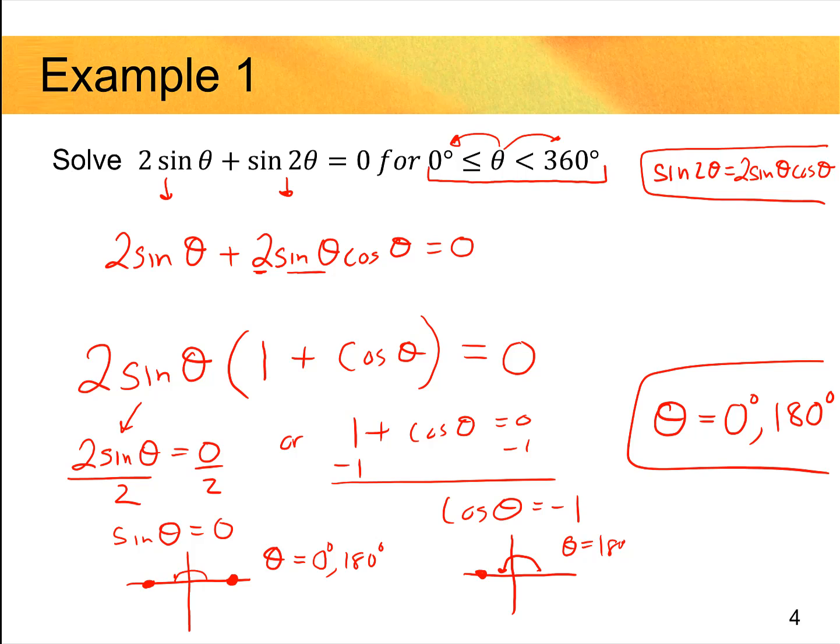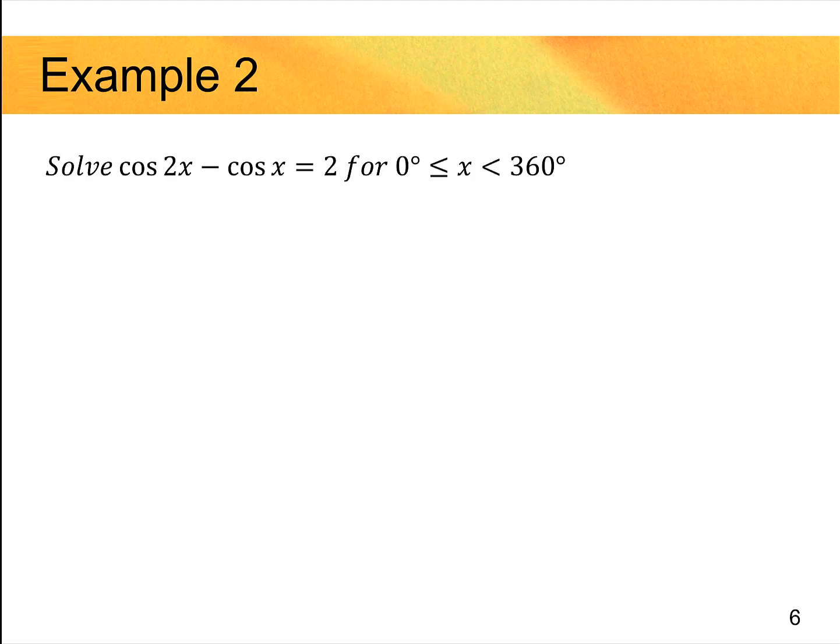Okay, second problem. Very similar. You want to be able to use an identity in order to change up the problem so then you can solve it. So this one's our next one. Hey, look at that, double angle formula for cosine. Looks like that's what we're solving here.